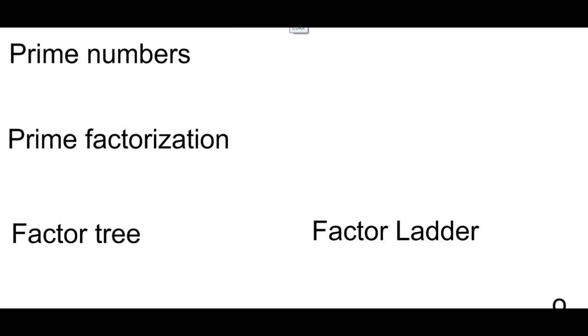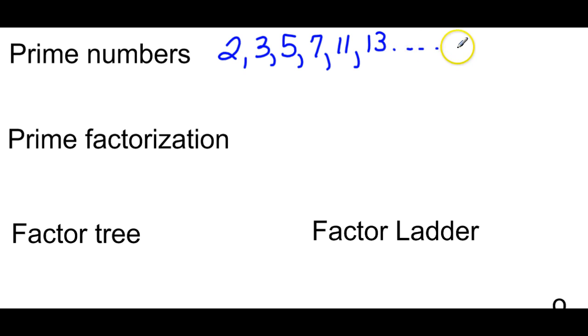1 is not a prime number because it only has one factor. So my smallest prime number is 2. Then comes 3. 4 is not prime because it's divisible by 1, 2, and 4. 5 is a prime number. 6 is not prime because it's divisible by 1, 2, 3, and 6, so it has 4 factors. 7 is prime. 8 is not. 9 is not. 10 is not. 11 is. 13 is, and it goes on out like that.